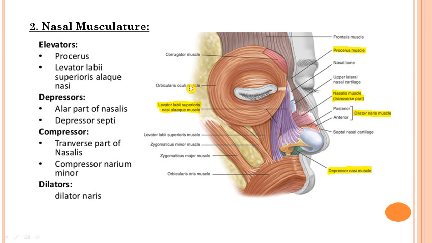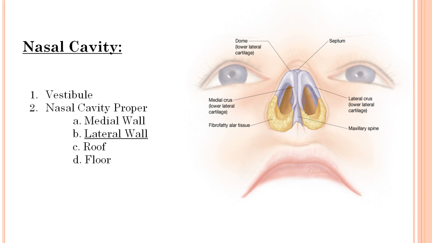Now I hope you have understood it. We have done the osteocartilaginous framework, the nasal musculature, and I hope you remember the skin that is just overlying it, and we have studied the surface anatomy already. So that's all for the external nose. Now let's move ahead to the nasal cavity.